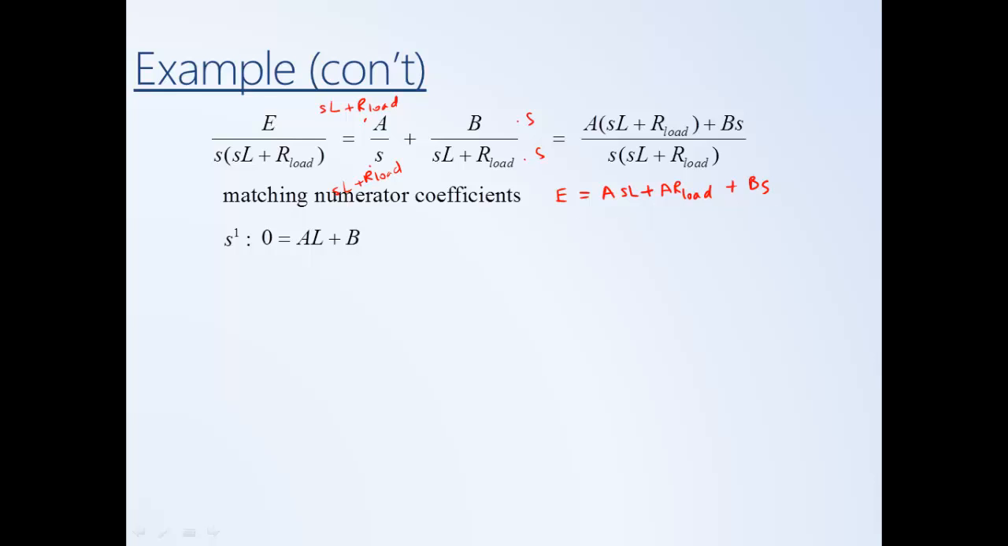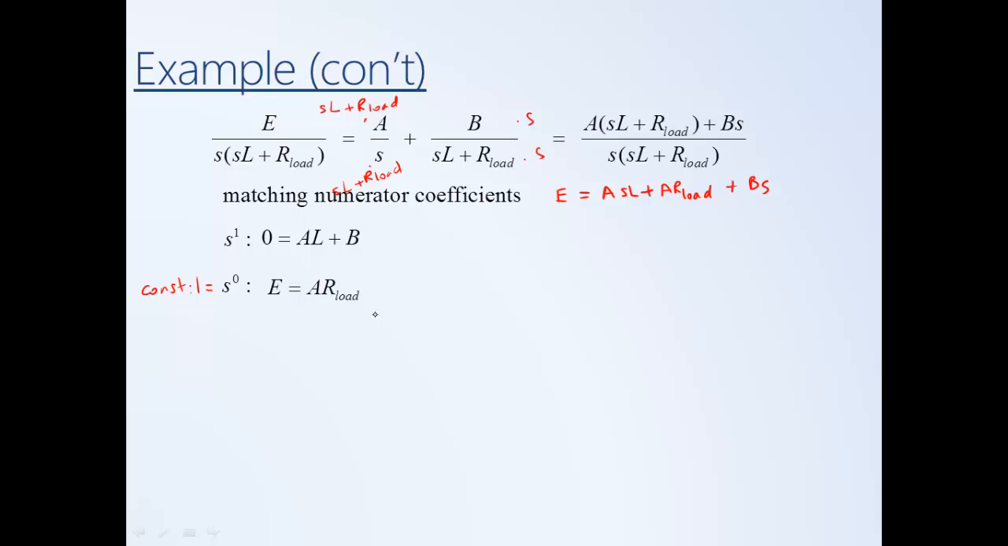We can do a similar thing for the constant terms. s to the 0 is equal to 1, and so this can be thought of as our constant terms. On the left, we have a constant term of E. On the right, we have a constant term of A times R load. If we had a higher order numerator with s squared terms or s cubed terms, then we could also match those coefficients on the left and the right hand side.